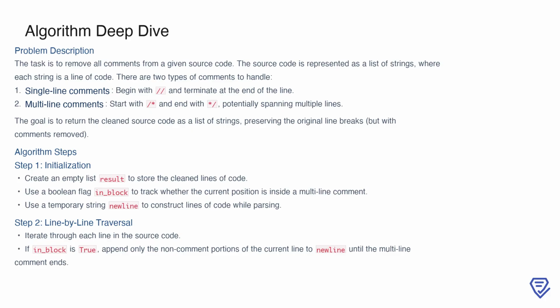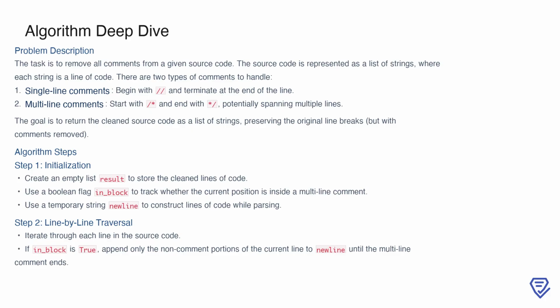We start by initializing three key components. First, we create an empty list called result to store the clean lines of code. Next, we use a Boolean flag, in_block, to track whether we are currently inside a multi-line comment. Finally, we use a temporary string called newLine to construct comment-free lines of code as we parse through the input. With this setup, we can begin traversing the source code line by line. If we encounter a line while a multi-line comment is already active, meaning in_block is true, we extract only the portions of the line that are outside the comment block and append those to newLine until the comment ends.